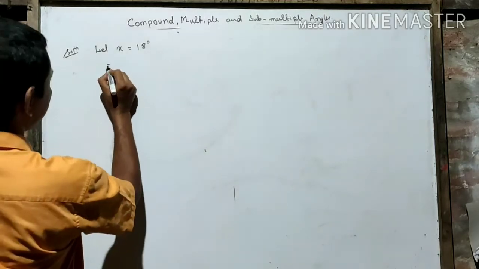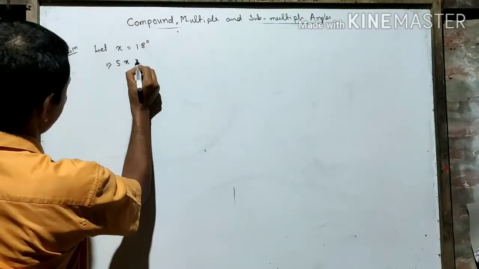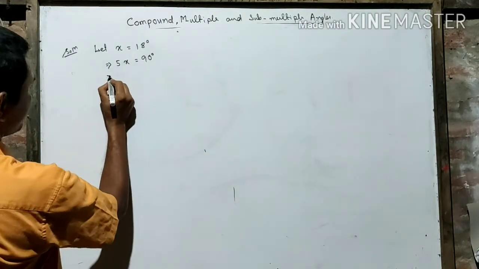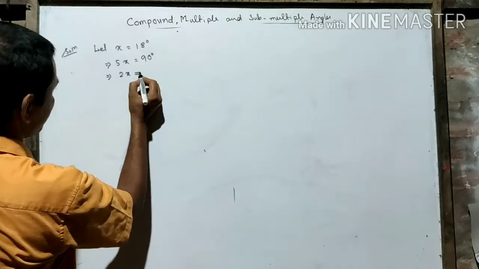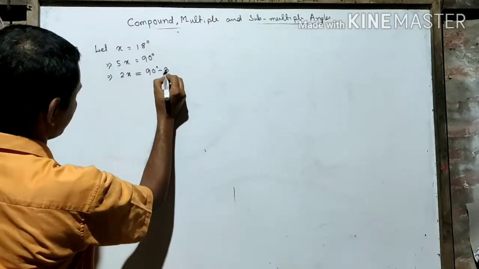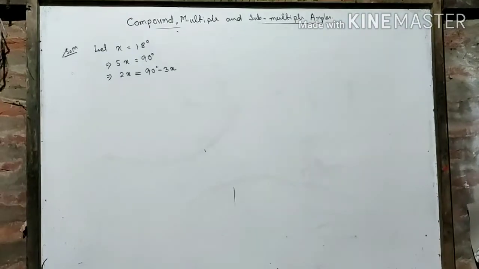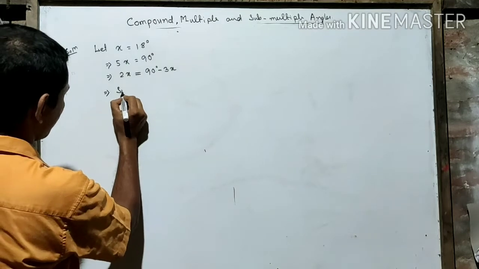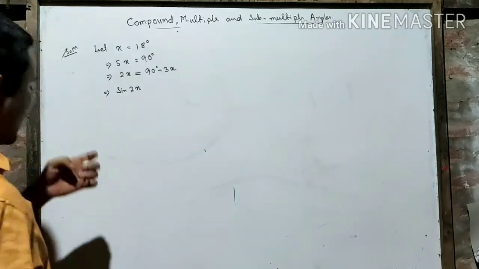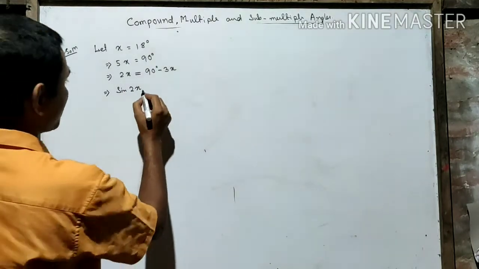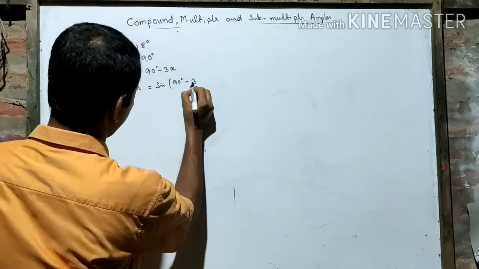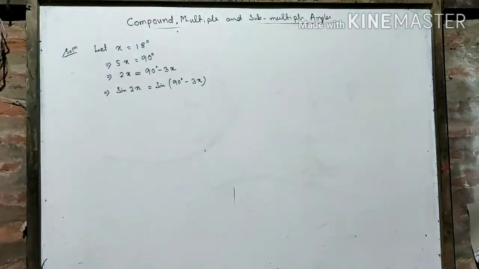Then what is 5x? Then 5x will be 5 into 18, that is 90. Okay. Now this 5x can be written as twice x plus thrice x. So let's move thrice x to that side. So twice x equal to 90 minus thrice x. This implies let us take sine on both sides. Sine is a function, it can be taken on both sides. We are not multiplying sine, we are taking sine on both sides. Okay? So this is sine twice x equal to sine of 90 minus thrice x.